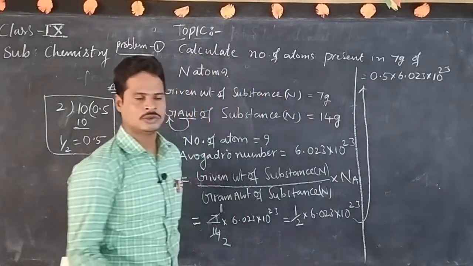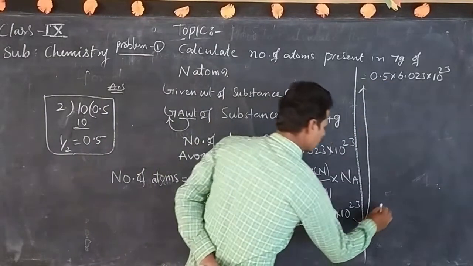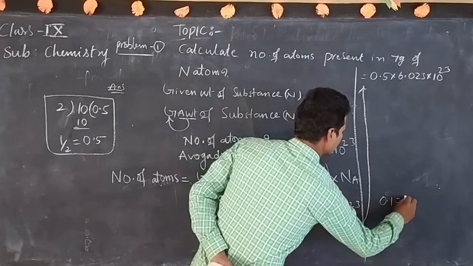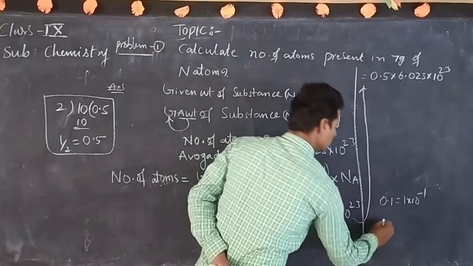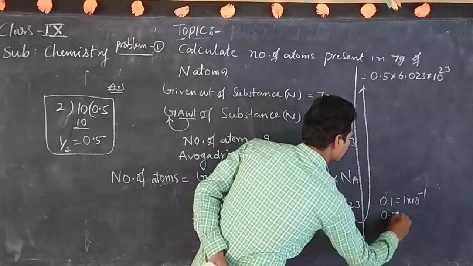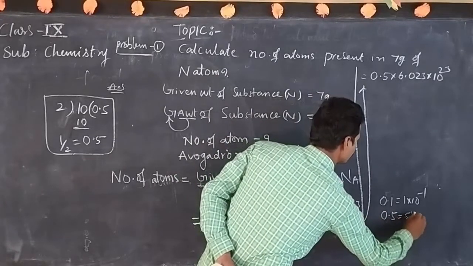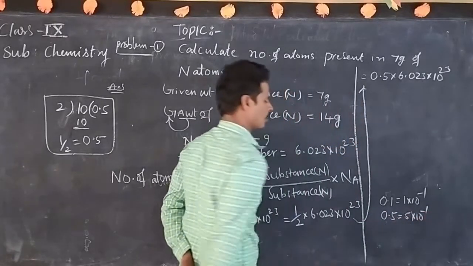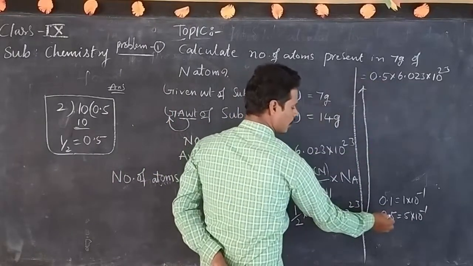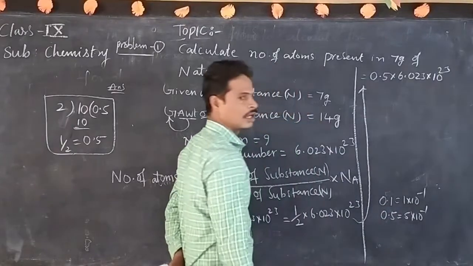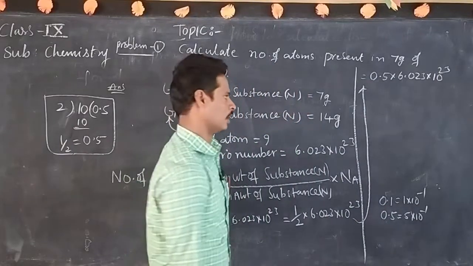Next, the 0.5 value, how do you convert it? We know that 0.1 we should write as 1 into 10 to the power minus 1. But here, what is the value? 0.5. This one we should write as 5 into 10 to the power minus 1.